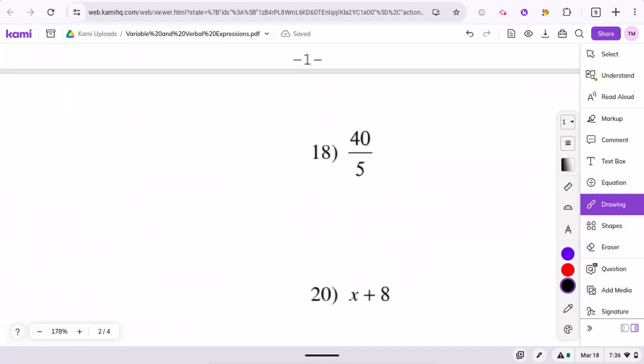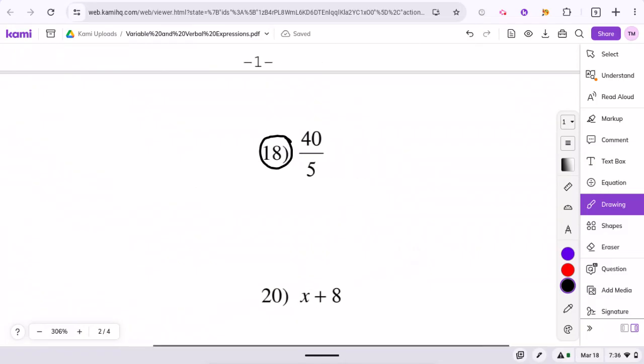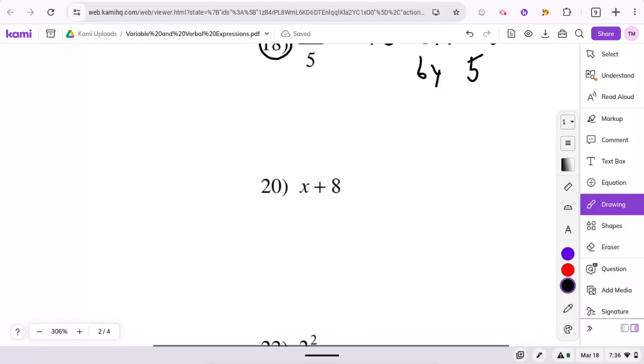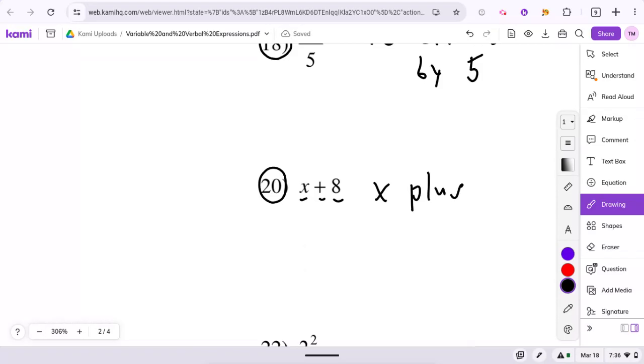Next, number 18, 40 divided by 5. So just write it as you would say it to somebody. 40 divided by 5. Next one, number 20. X plus 8. So you can say x plus 8 or 8 more than x.